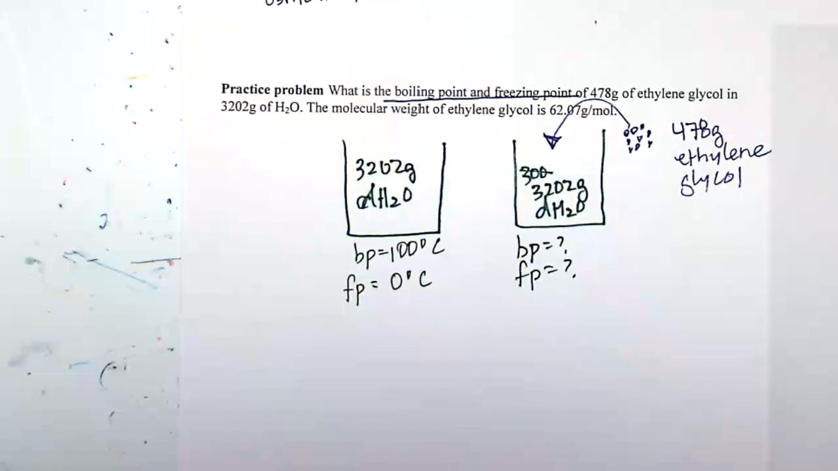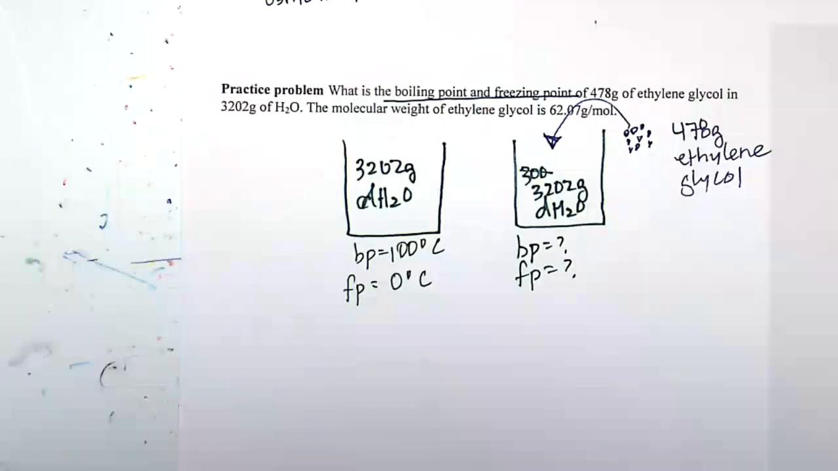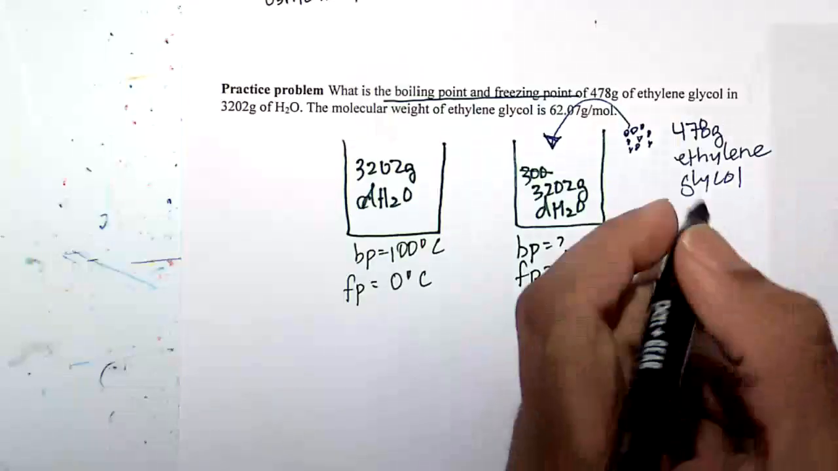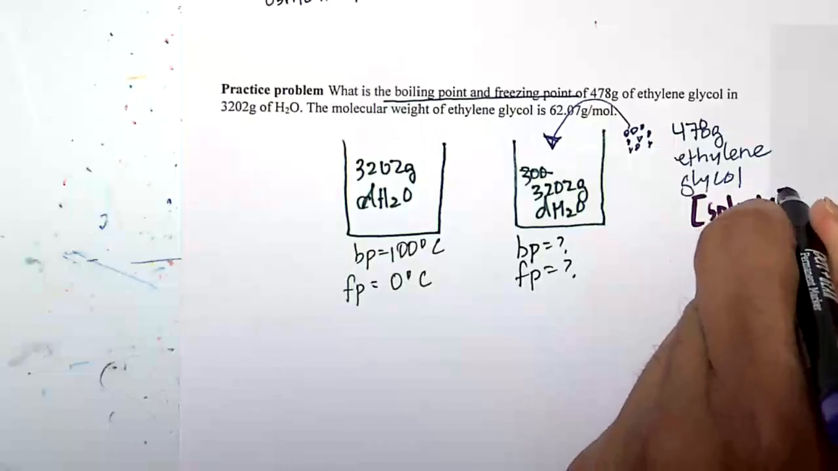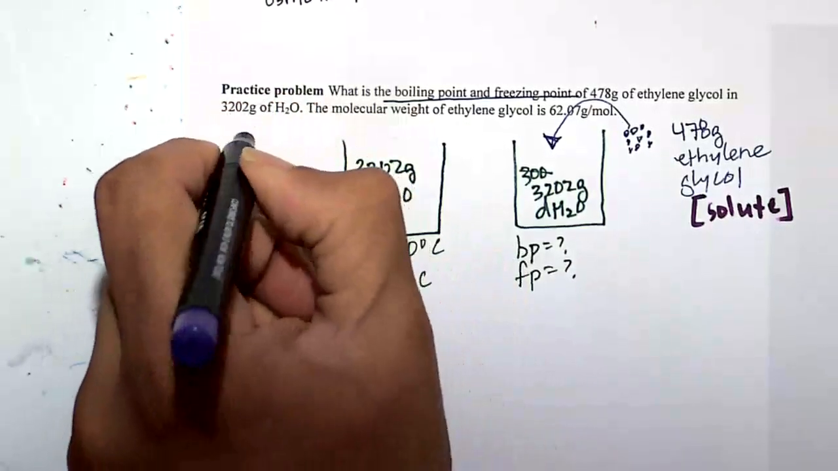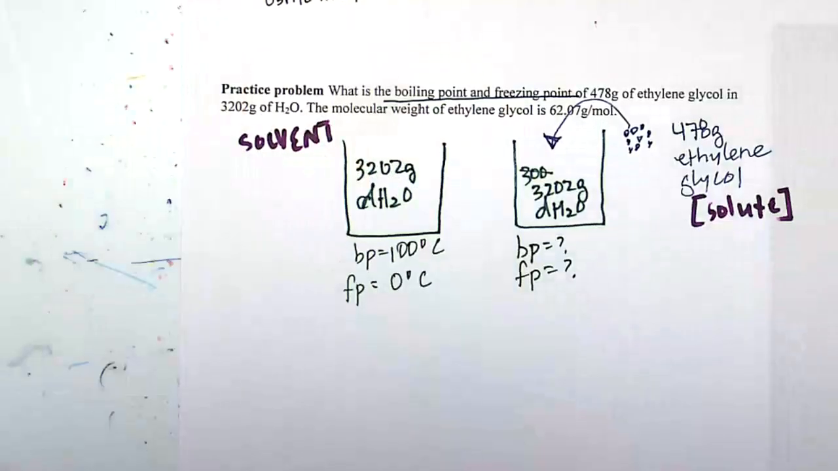So what is the solvent in this situation? The solvent is going to be water. Always will be water. And what will our solute be? Our solute is going to be ethylene glycol. And our solvent is always water, at least for this class.